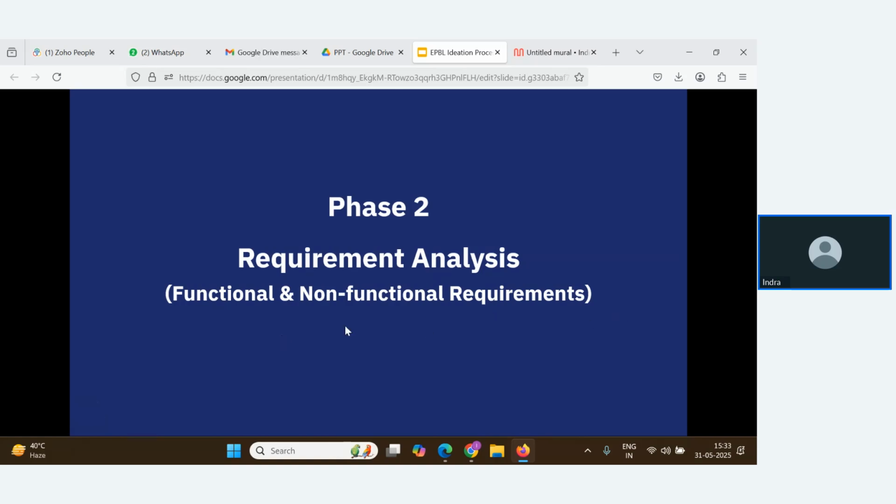Both of these requirements serve different purposes, and they're equally important in defining your product behavior and characteristics. A functional requirement describes the specific behaviors, features, and functionalities that your product must possess to fulfill its intended purpose.